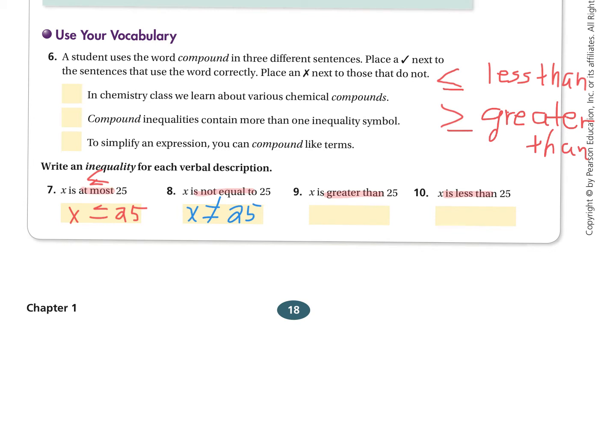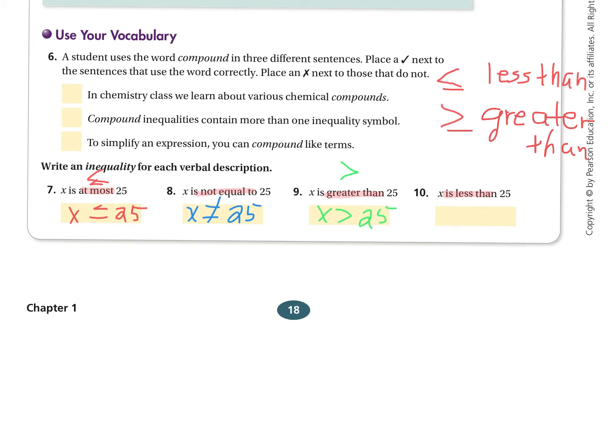All right, then let's look at number 9, is greater than 25. So your allowance is going to be greater than 25. So does that mean that that's the most you're going to get or the least you're going to get? So 25 is going to be the smallest amount you would get, so you're going to put that at the floor because that's the lowest amount, and you can only go up from there. So we are going to be looking at a greater than symbol. But the question is, does it include 25? Is 25 greater than 25? No. So you're not going to have an equal to sign. So it's going to look like X is greater than 25, no equal to sign.